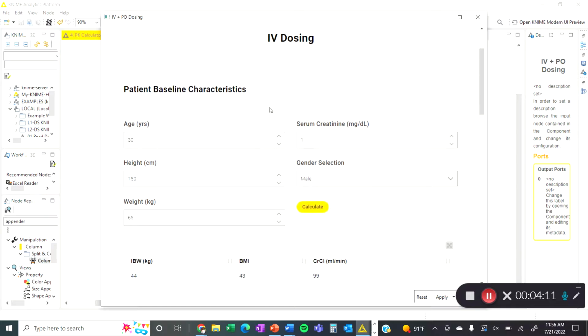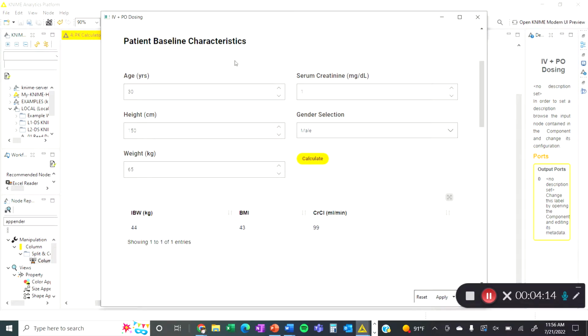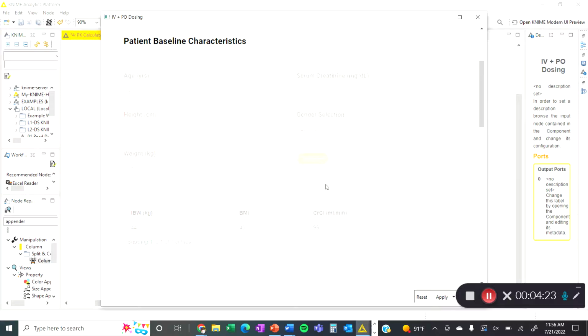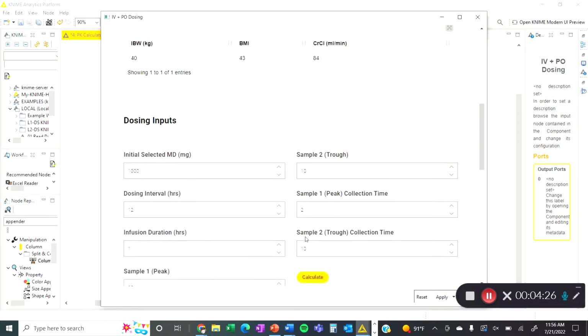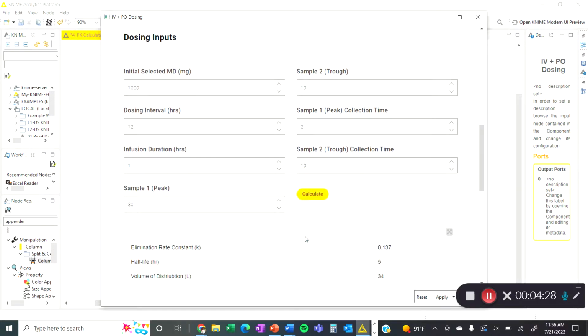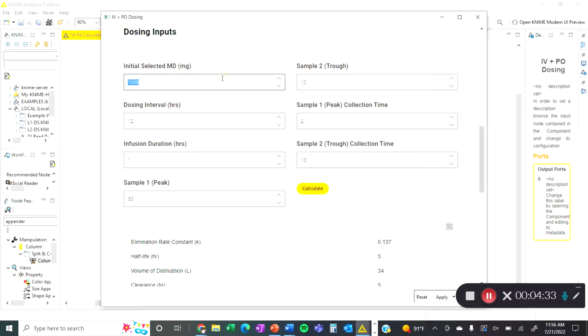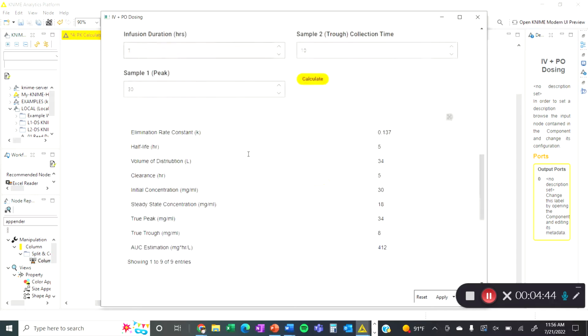So again, IV dosing here at the top. So those patient baseline inputs with the body weight calculations that I mentioned here, creatinine clearance. So you can change some things here to get some different values for each specific patient. We can come down here again as part of the IV dosing route, choosing your initial selected dose, and then messing with each of those different aspects of our dosing scheme can help calculate those different PK parameters of interest here.